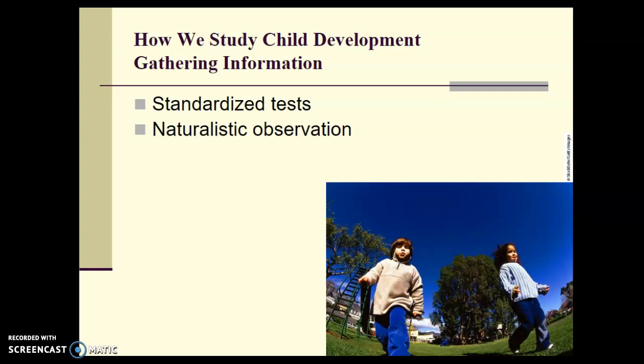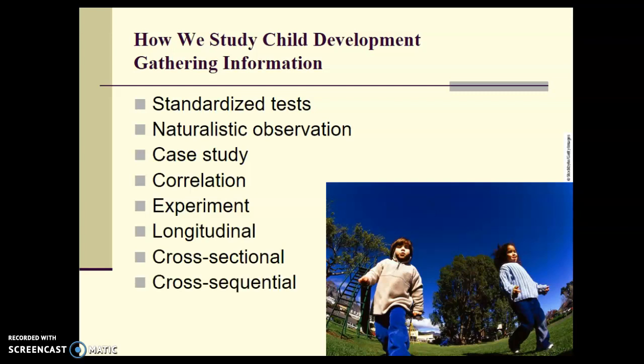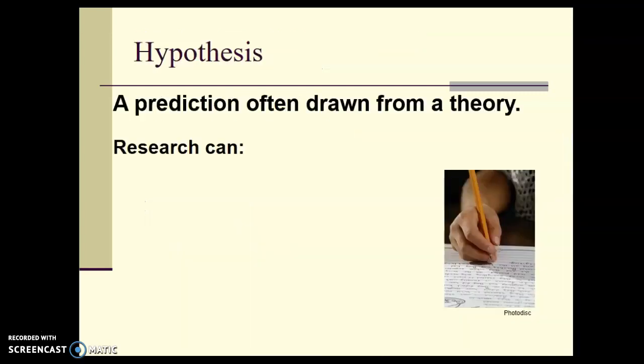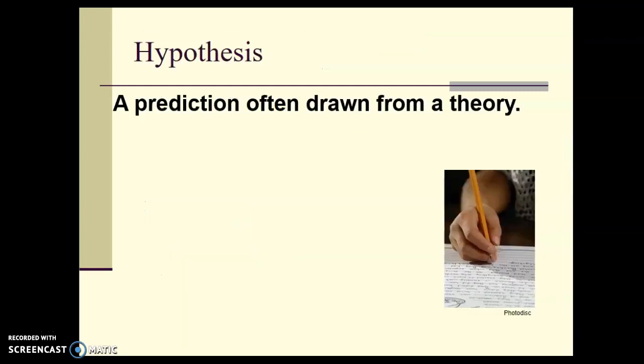Naturalistic observation. If I go to a park and study children in their natural environment playing, that would be a naturalistic observation. A case study would be over time, and it would be 1 or 2 children. Correlation, experiment, longitudinal, you probably heard about that, cross-sectional, and cross-sequential. So make sure you look up those terms in your book to find out what those are all about.